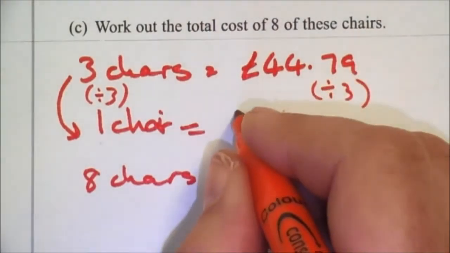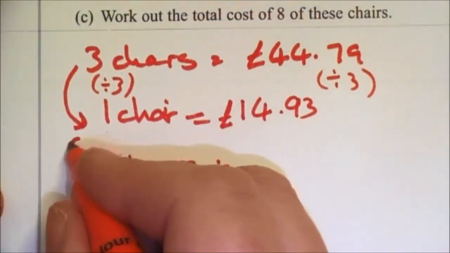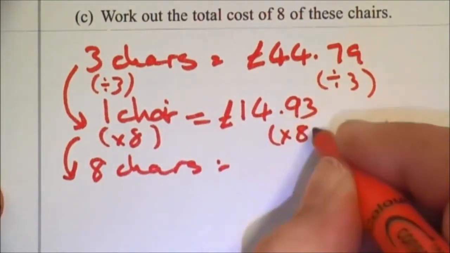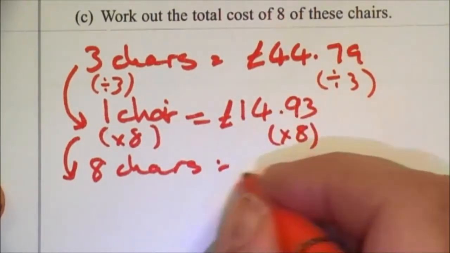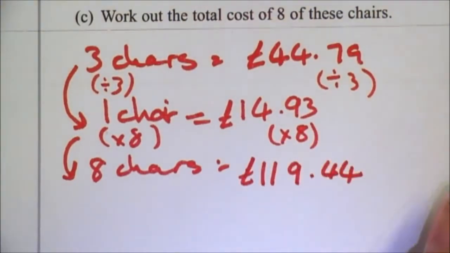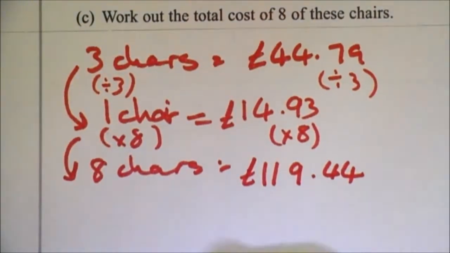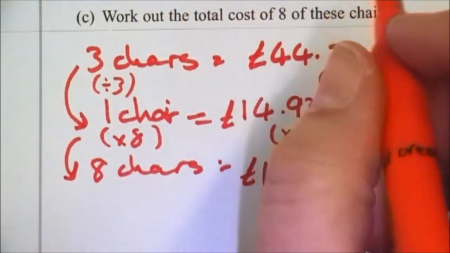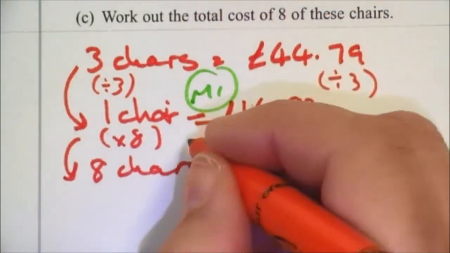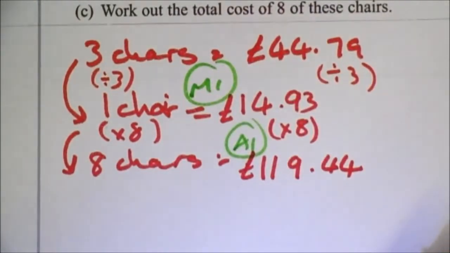And that's going to give me £14.93. And now I've found what 1 is, I want to multiply that back up to 8. So I times it by 8. And 14.93 times 8 is going to give me £119.44. So that's the unitary method, you go via 1 unit. With regards to the mark scheme for this, you get 1 mark for showing that you can find what 1 chair is equal to, and then you get the second mark for getting the answer multiplied up correctly.